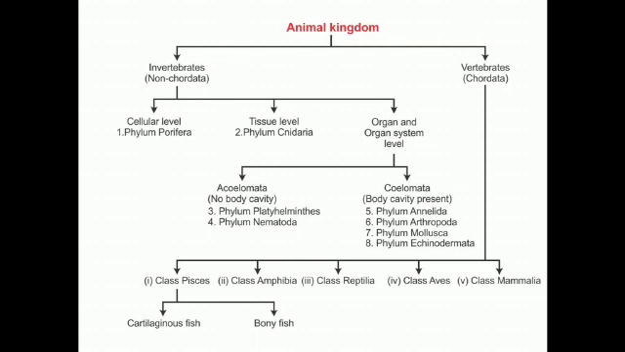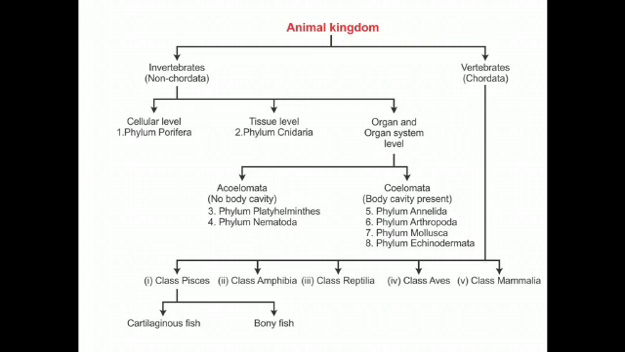Acoelomates are those organisms which do not have a body cavity at all, while the pseudocoelomates are those animals which have a body cavity, but a fake type of body cavity. And finally the third group is known as the coelomates. These are those animals which have the true body cavity. Now the question is, what is the body cavity, and what are the fake and the true body cavity?